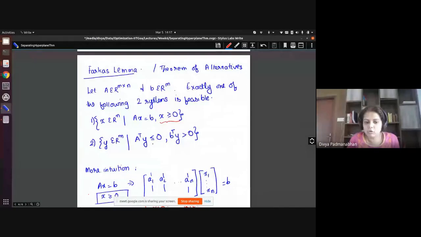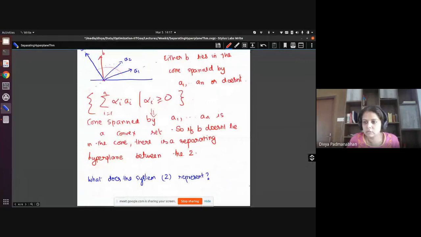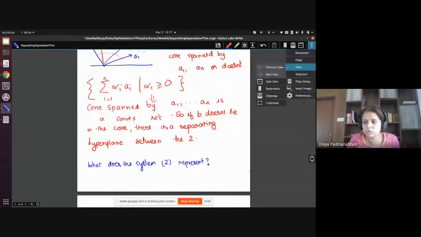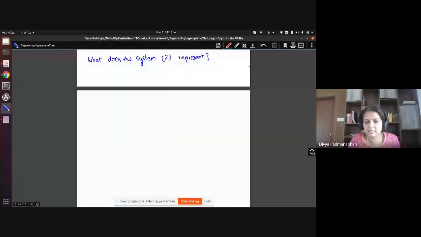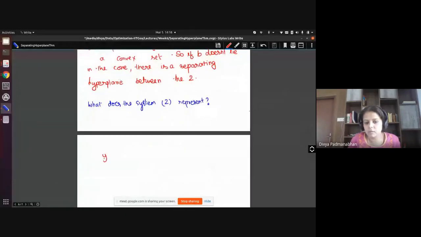Now let's get an idea of what this second system means. Let's take a new page. The second system is basically the set of all y's in Rn such that A transpose y is less than or equal to 0 and B transpose y is strictly greater than 0.